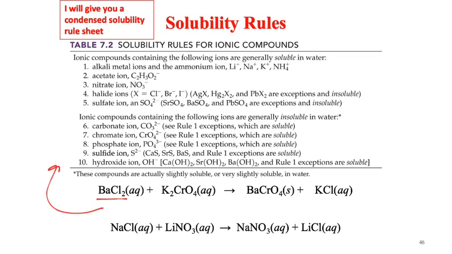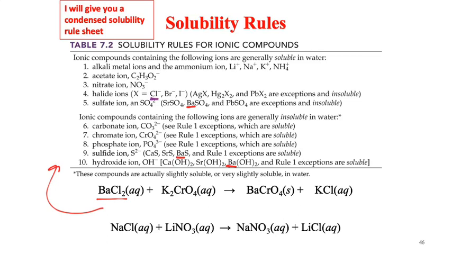Ultimately, it's not just reading the rules, because "ionic compounds containing the following ions are generally soluble in water" was a useless thing to read. You were looking for where Ba and Cl are. I'm looking for, in particular, Ba and Cl. Once I found where those are, now I can reference the rules accordingly. So we can go through and start underlining where we see these things show up. I think I got them all.